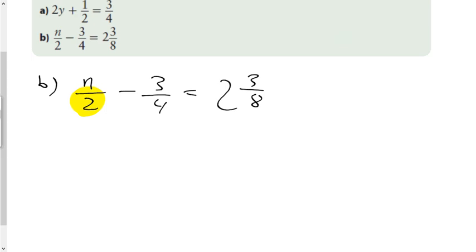Half. That's called half. 1 over 2 is called half. Yeah, you can say the word half. We all know what it means. And our constant is negative 3/4. So I'm going to get rid of my constant first by adding 3/4 to both sides.